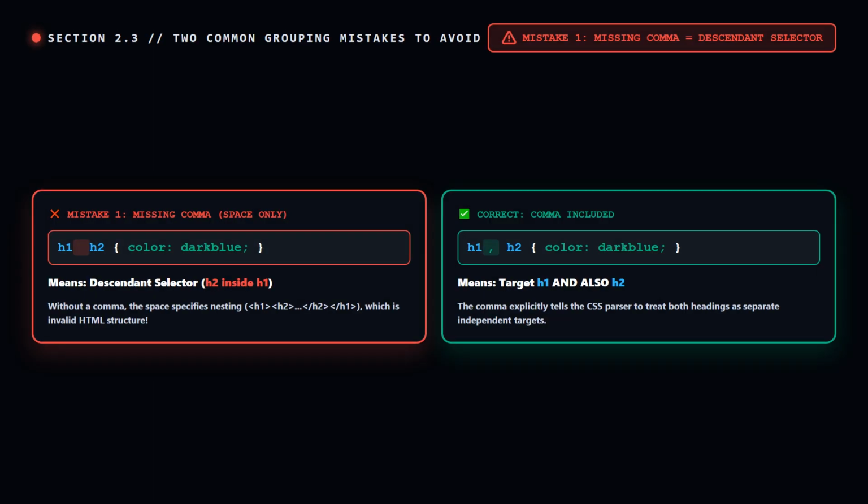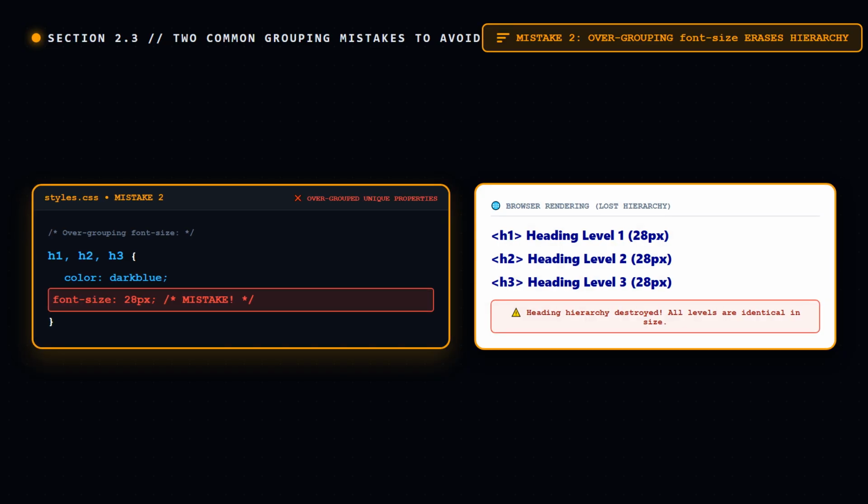There are 2 common mistakes to avoid. First, don't forget the comma. If you write H1 space H2 without a comma, that means something completely different. It selects an H2 that is inside an H1. That's a descendant selector, which we'll cover later. So always include the comma when you mean "and also." Second, only group properties that should truly be the same for every selector in the list.